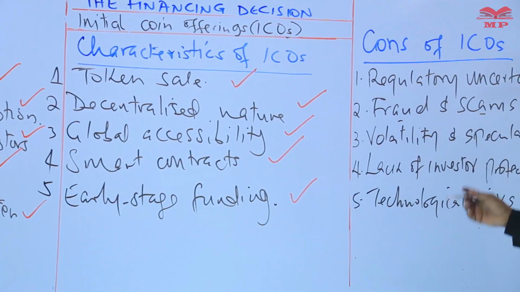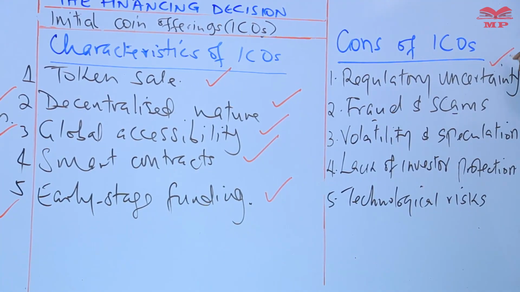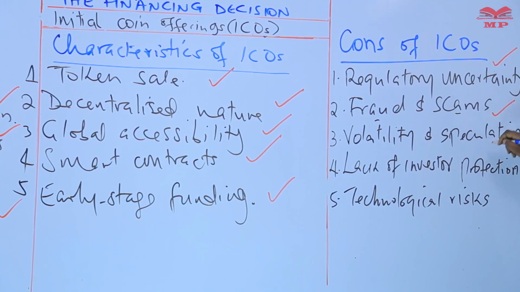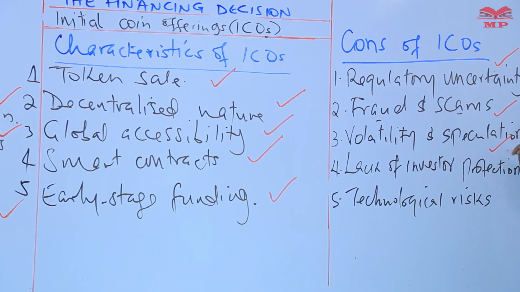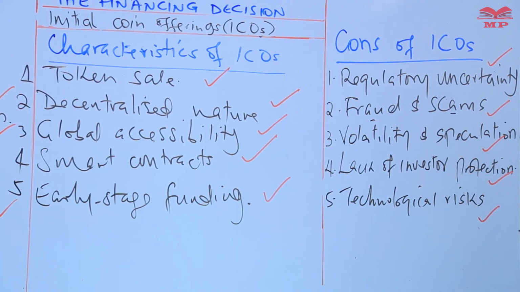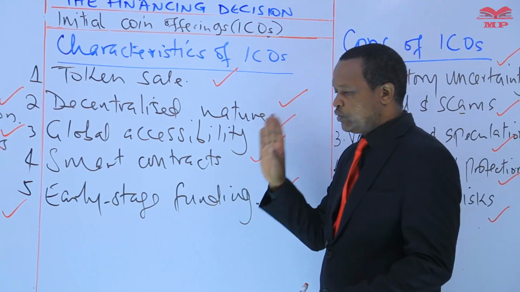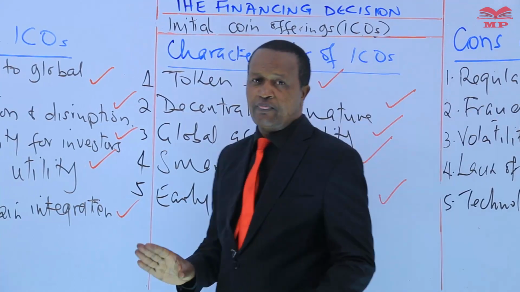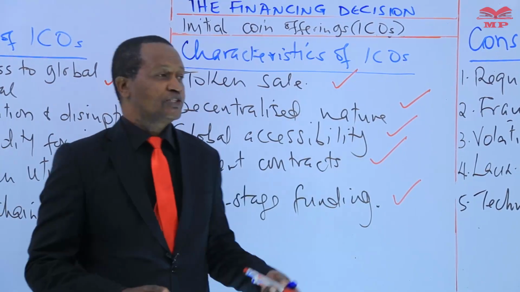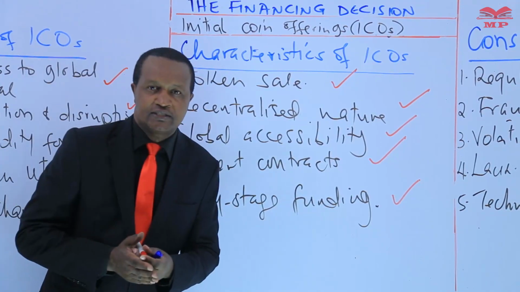Then there are 5 disadvantages of ICOs: regulatory uncertainty, fraud and scams, volatility and speculation, lack of investor protection, and technological risks. So that will mark the end of this lesson and the end of the study of long-term sources of funds. The last source is ICOs, initial coin offerings.